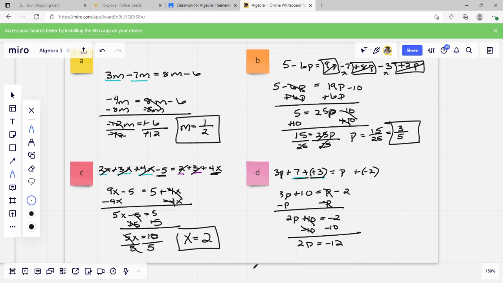Then we divide by 2. And 12 divided by 2 equals 6. So p equals negative 6.